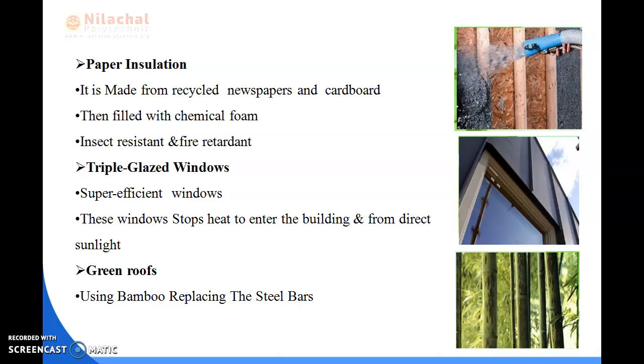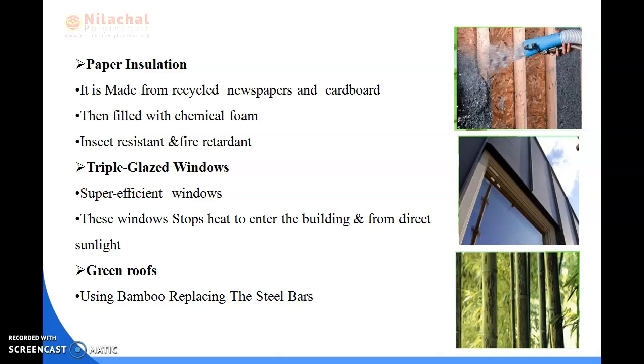Next one is triple glazed windows. They are super efficient windows, and they stop heat and direct sunlight from entering the building. These windows are mainly used in our green buildings to stop the heat from entering the building, and we can also stop the sunlight from entering the building.